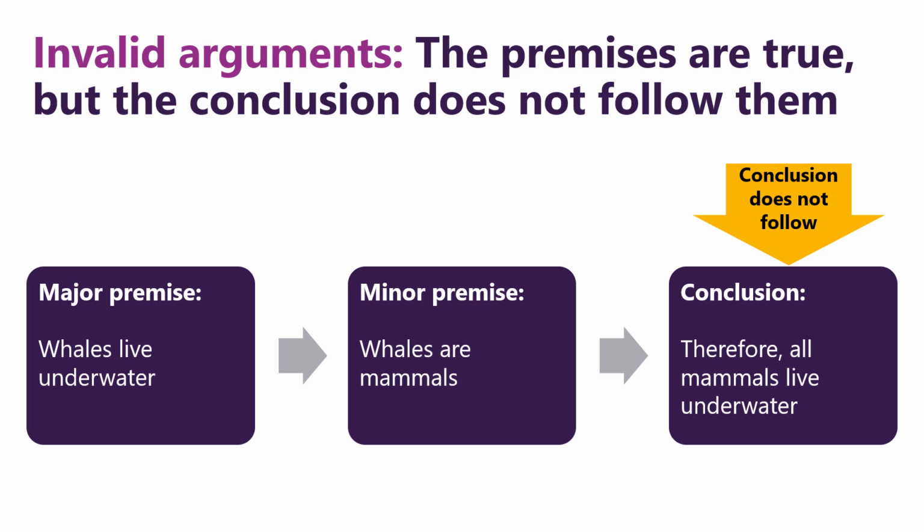This is an example of an invalid argument. Here the premises are true, but the conclusion is not a good one. It isn't drawn from the evidence presented. So we have a major premise that whales live underwater, and minor premise that whales are mammals. Both of these are true. The conclusion, however, doesn't make sense based on the evidence presented, concluding that therefore all mammals live underwater. This is a non sequitur. It literally does not follow.